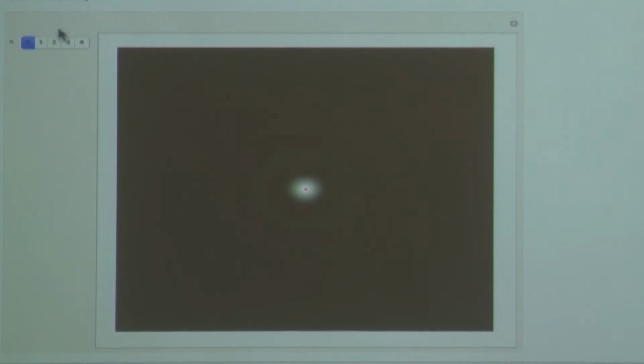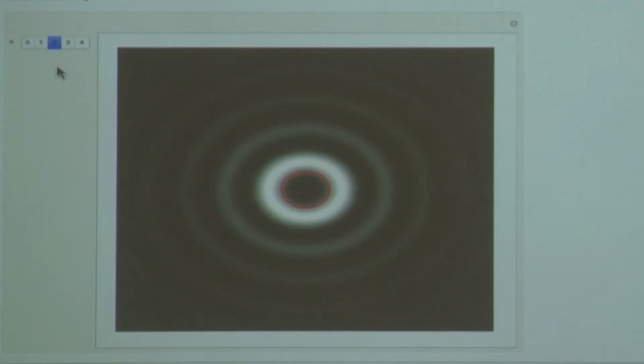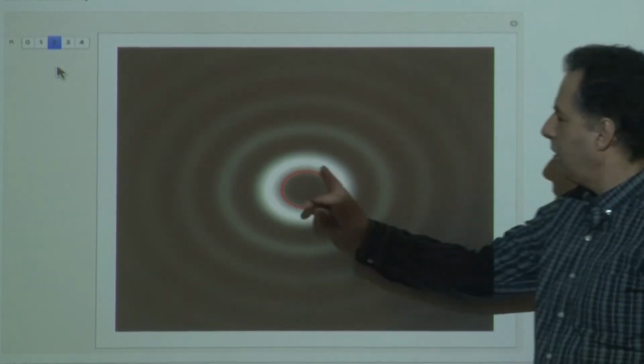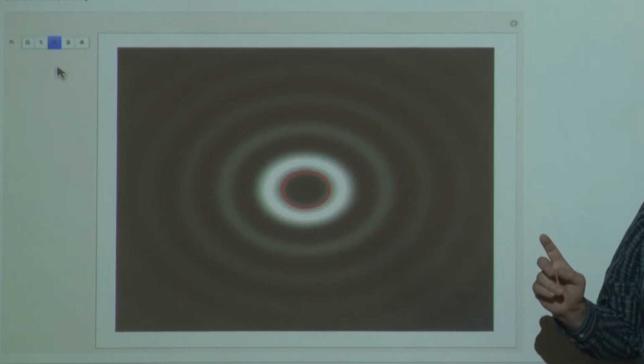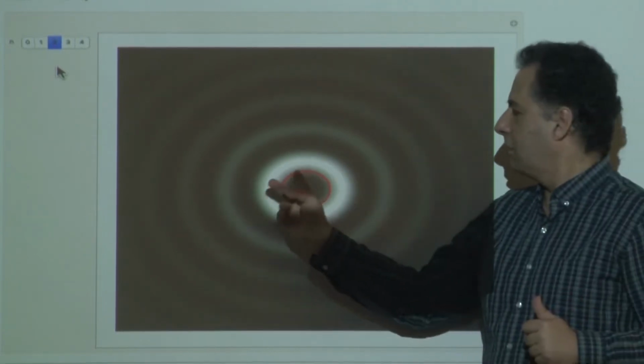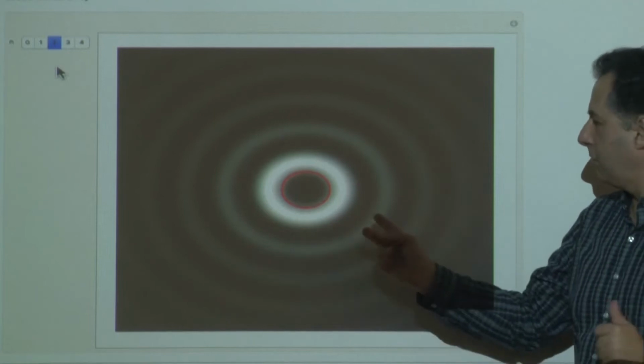There are versions with orbital angular momentum. So that was the Bessel 0. This is the Bessel 1, Bessel 2, etc. And what I'm drawing here in red is the caustic. For the ray picture, this is the cross-section of the caustic for these beams.